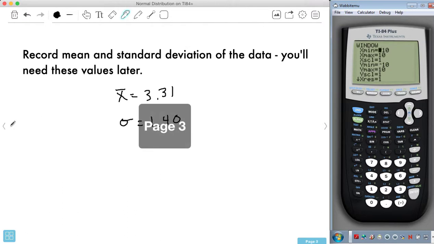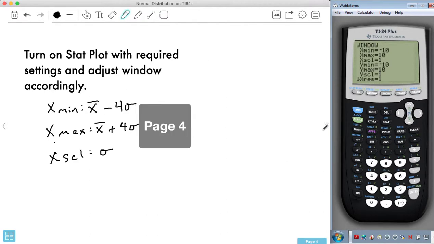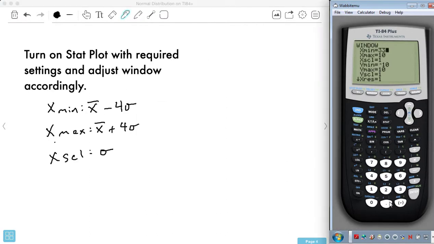So going back a step, if I go back a page, we can see our mean was 3.31 and our standard deviation was 1.40. So my x min becomes, I clear that out, 3.31 minus 4 times our standard deviation, which was 1.40. For x max, you want to do the same thing, 3.31 plus 4 times 1.40. And for my x scale, I'm going to put 1.40, my standard deviation.